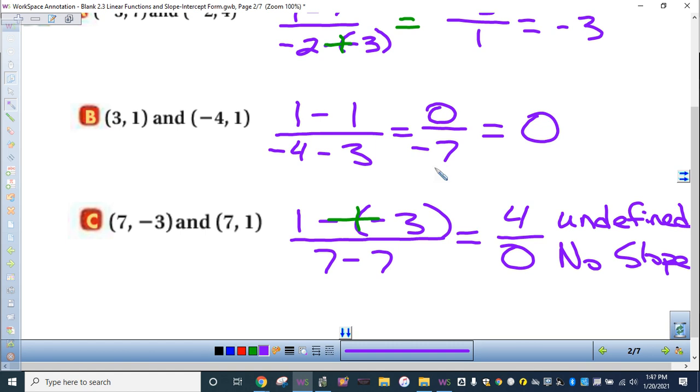Anybody else have another way to think about it? Between B and C, which one is horizontal? She has no slope. So how do you know if that's vertical, horizontal, or it has no slope? It's a rise over run, forced rise. It's like, so it only goes up, so it's got to be vertical.